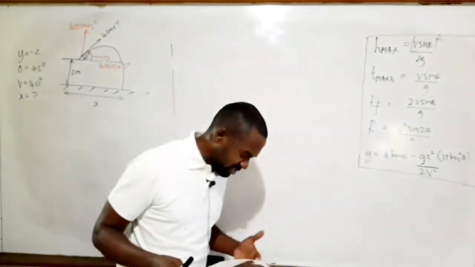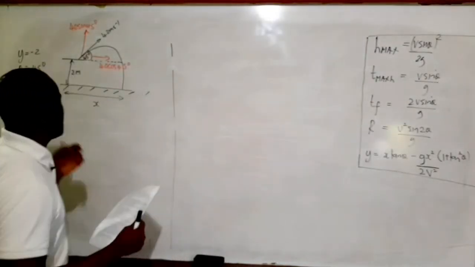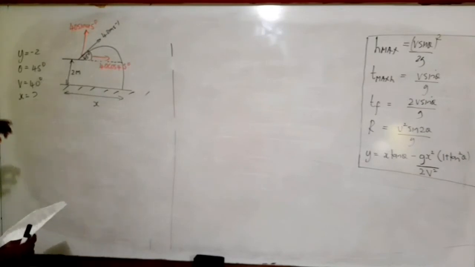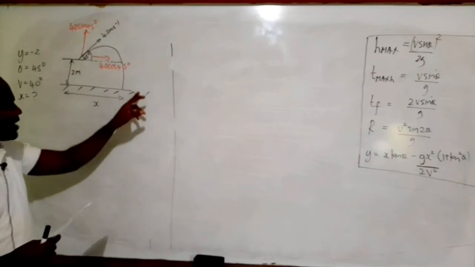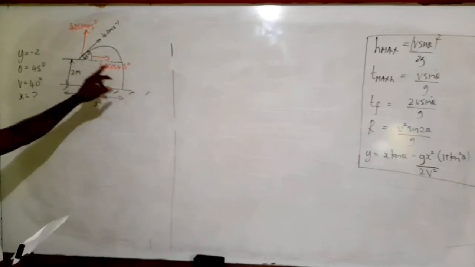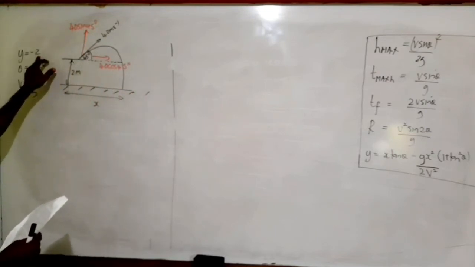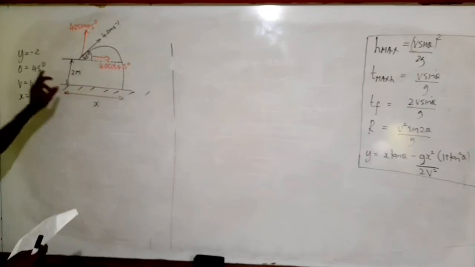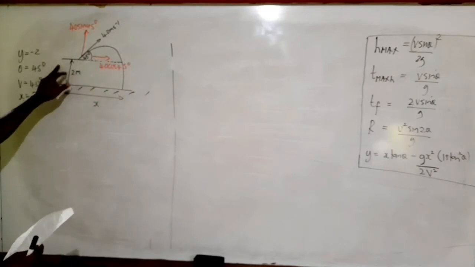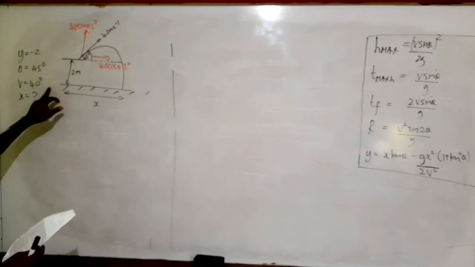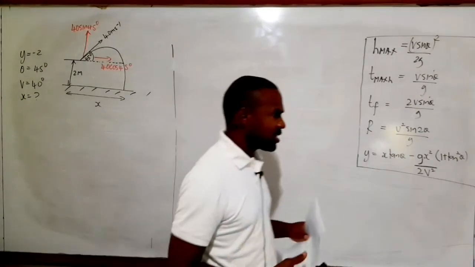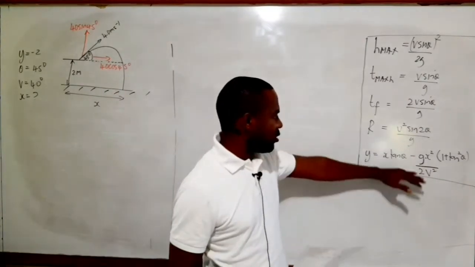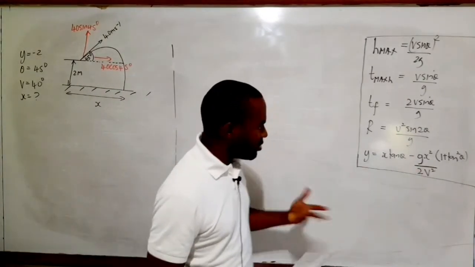Now what we have is the vertical displacement y equals minus 2, because when the object strikes the ground, it is 2 meters below the initial level of projection. We have the angle of projection theta equals 45 degrees, we have the velocity of projection 40, and we want to find x. So if we look at our list of equations pertaining to projectile motion, we see that the equation for the path, we can actually use that to calculate x.